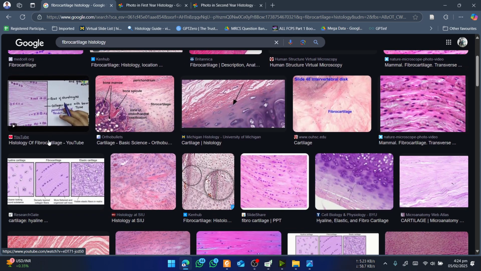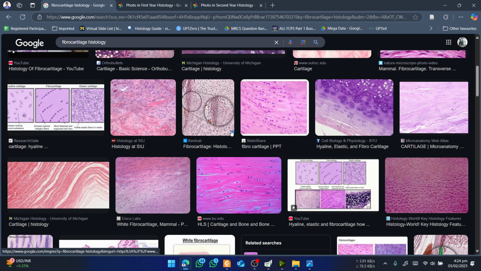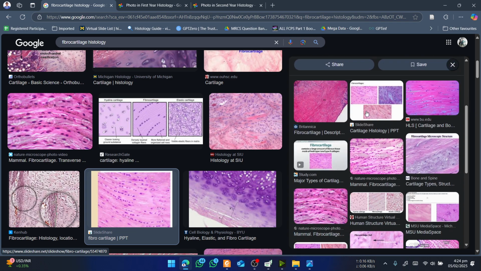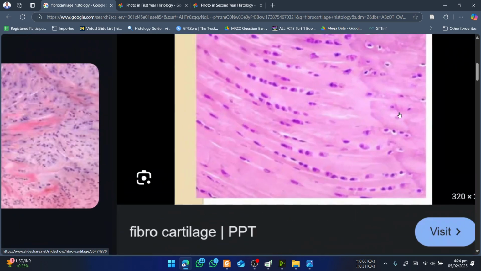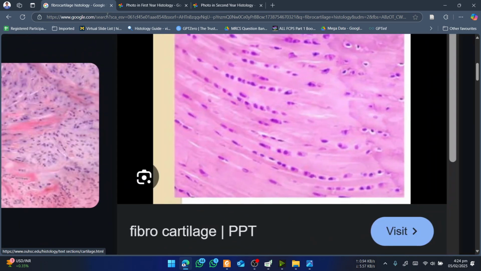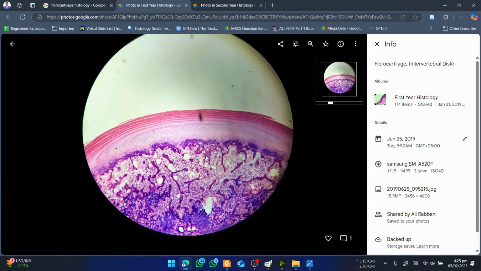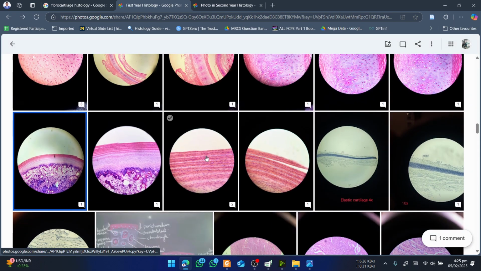It is much like dense regular connective tissue, and it has running fibers of these isogenous group running as a line, not as a bundled up group, but as a straight line between them. So that's usually the difference between them and the other cartilage, again much like that of... I don't have a good picture here, but that's a cartilage.